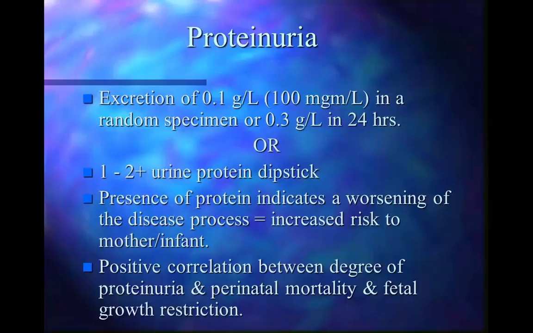proteinuria. And when you have this presence of protein and it gets more extreme, goes from 1 to 2 plus to 2 to 3, 3 to 4, this indicates a worsening of the disease process, and now you have an increased risk to both mom and baby. There's a positive correlation between the degree of proteinuria and the perinatal mortality and fetal growth restriction.